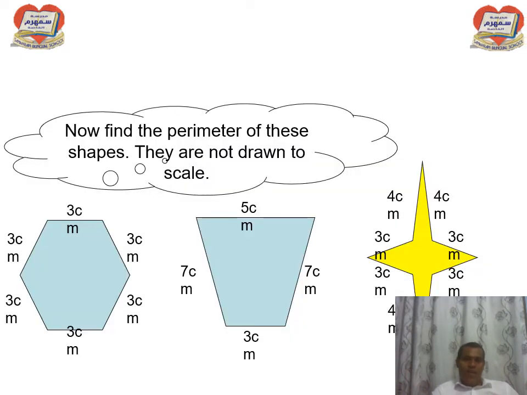Here we have the question: now find the perimeter of these shapes. They are not drawn to scale. This is a hexagon, a 2D shape. I will try to work out the perimeter of this. I will just add 3 to 3, 6, plus 3, 9, plus 3, 12, plus 3, 15, plus 3 is 18. Means that I will multiply 3 by 6. Why? Because this hexagon has 6 sides. So the perimeter is 18. The second one, here 3 centimeter plus 7 centimeter is 10.